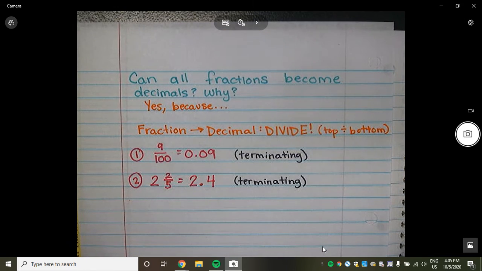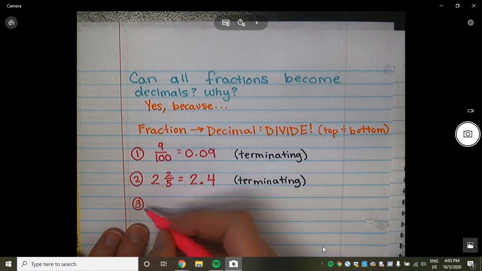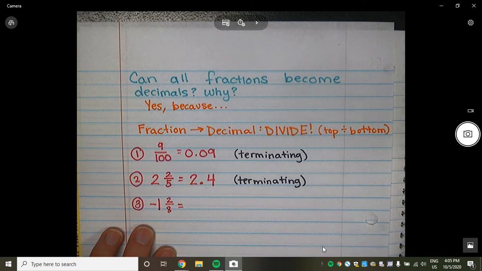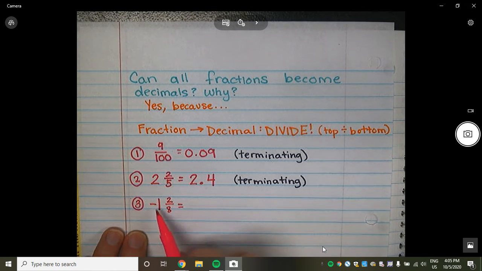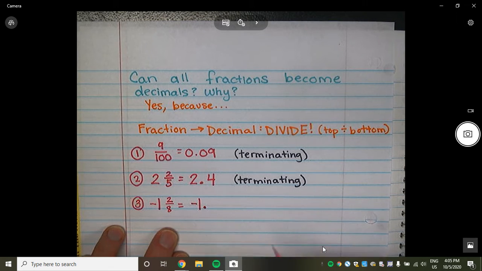All right, on to number 3. Let's try a -1 here. So let's do -1 and 2/8. Just like before, if I have a whole number, that's going to come before the decimal, and I'll put that negative sign out there.